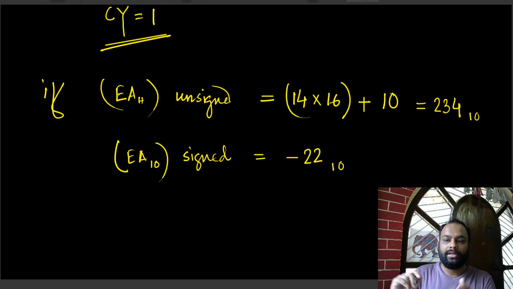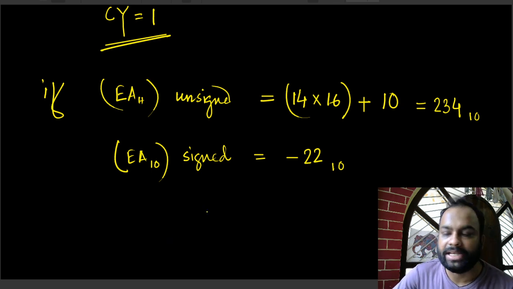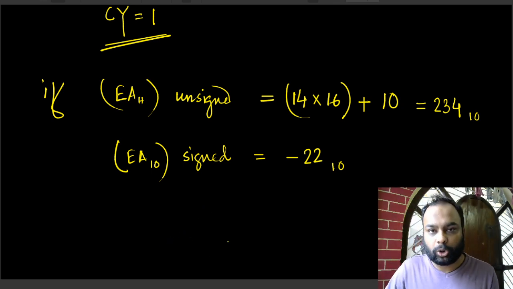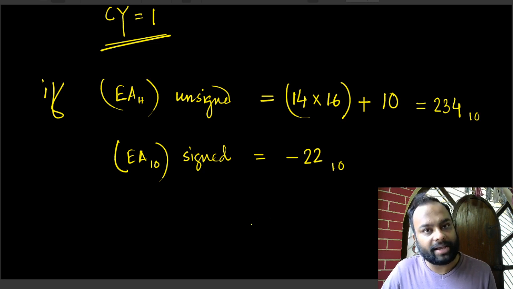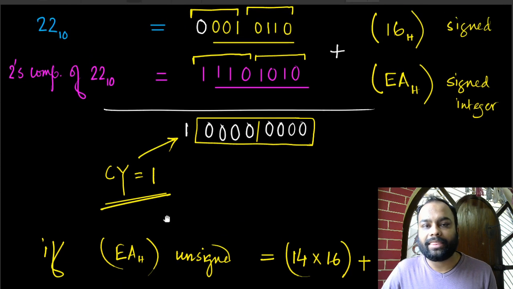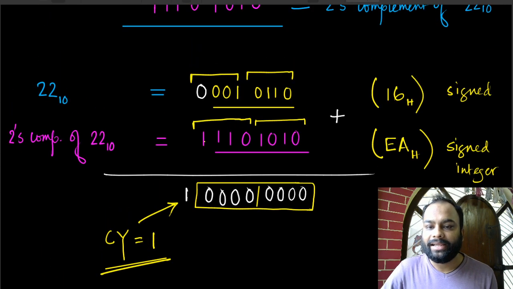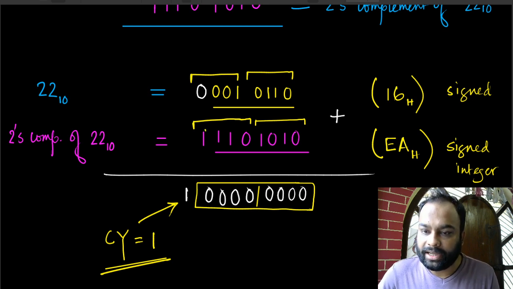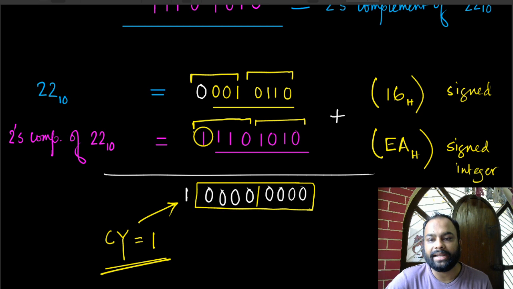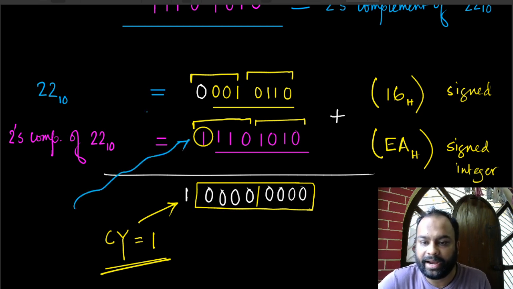Okay. Now this number is going to be minus 22 if we are talking about signed integers. So this is the 2's complement of some number. What was that number? That number was 22. Right? So what indicates that it's a signed integer? What indicates that it's a negative number? The indicator is here. This is what is responsible for indicating that it's a negative number.